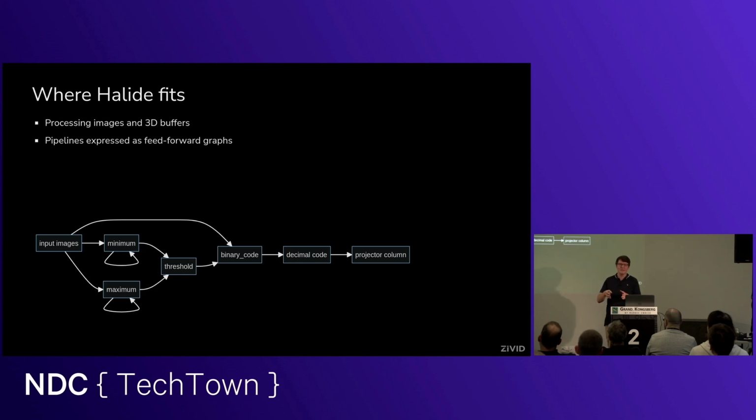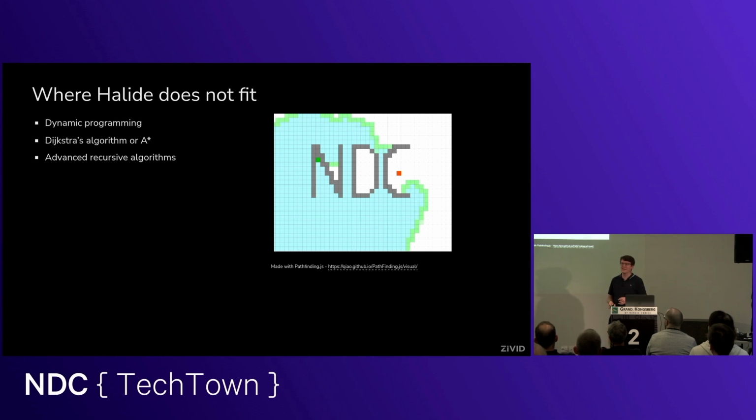And everything can be expressed as a feed-forward graph, just like the one we talked about now, where we have the input images, they are used to calculate minimum and maximum and the binary code, but everything is just feeding forward all along until we get the projector column. If you don't have that, then suddenly Halide is not the right fit.